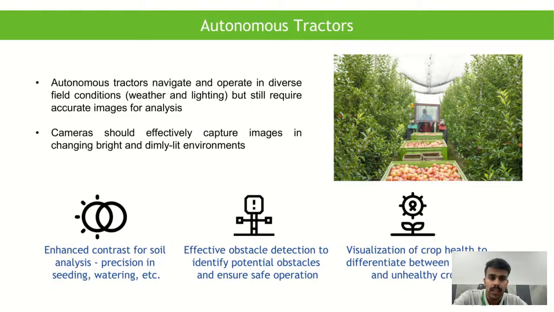Also, HDR cameras can be used for navigation of the tractors as well. For example, an autonomous tractor might want to look for obstacles in the scene and try to avoid them. For this as well, HDR cameras can be really helpful.